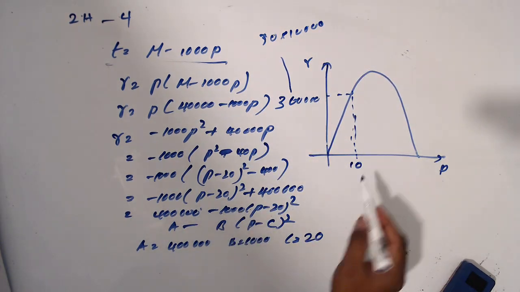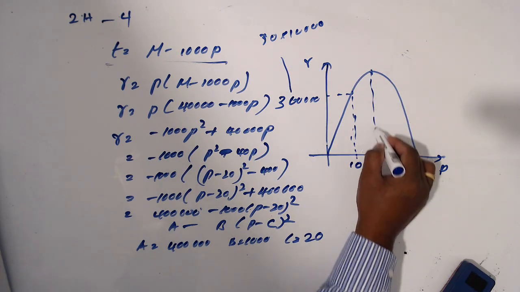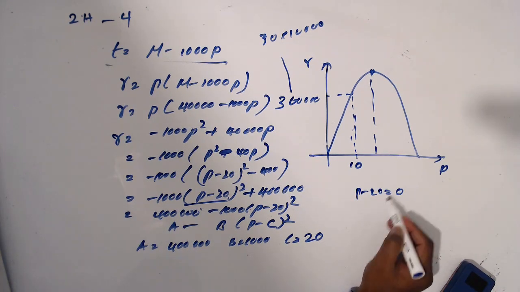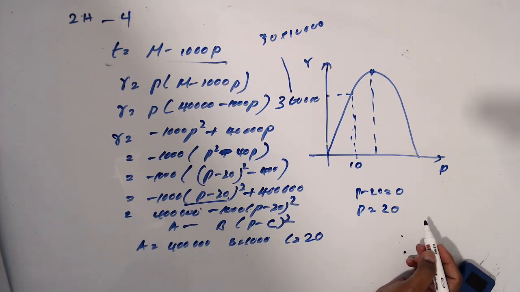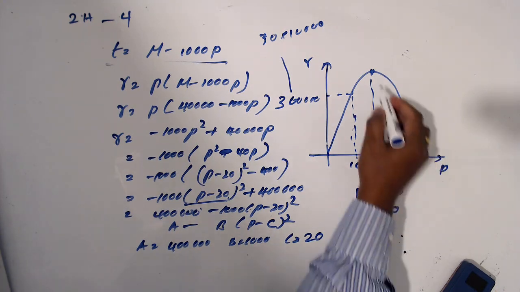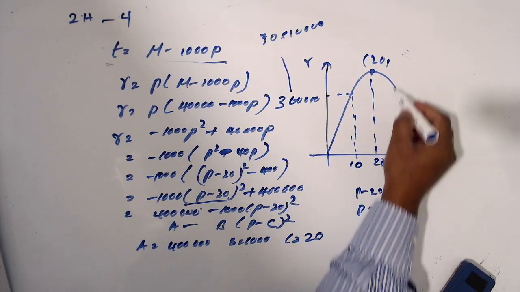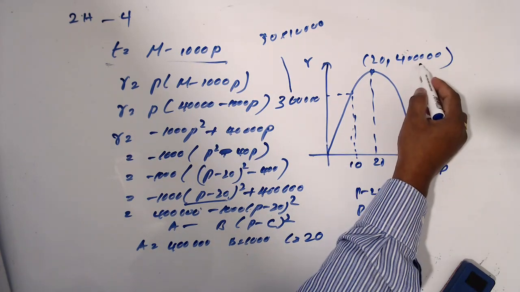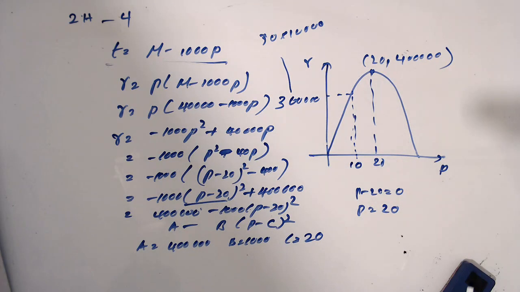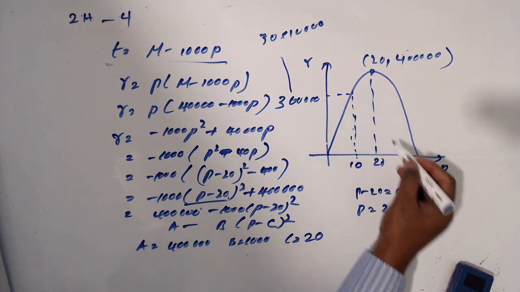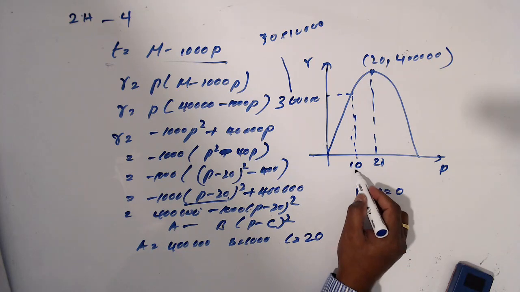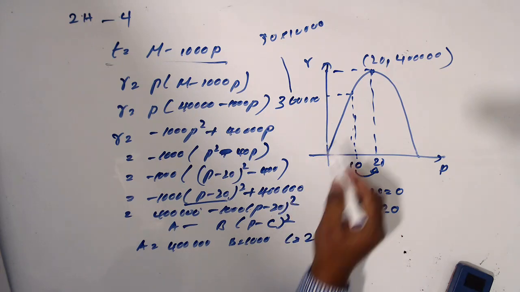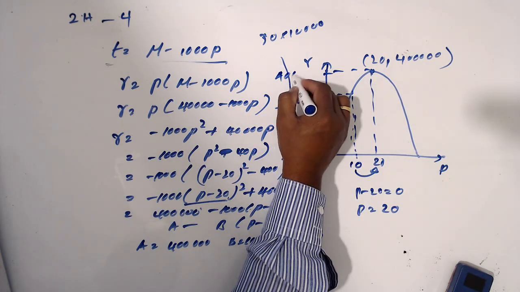And we found that out. Now we want to know the maximum point. So p minus 20 equals 0, p equals 20. So this is 20, and the goal is 400,000. This shows you that if you increase the ticket price from 10 to 20, your income will be 400,000.